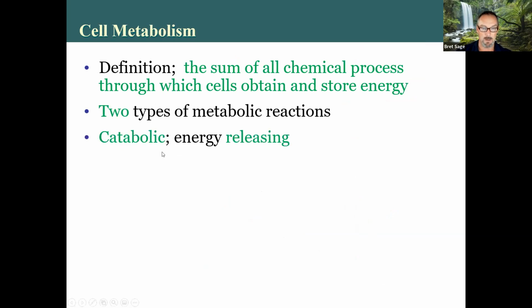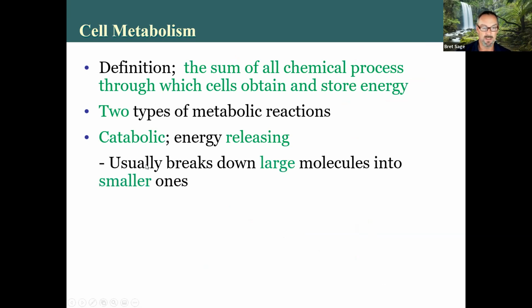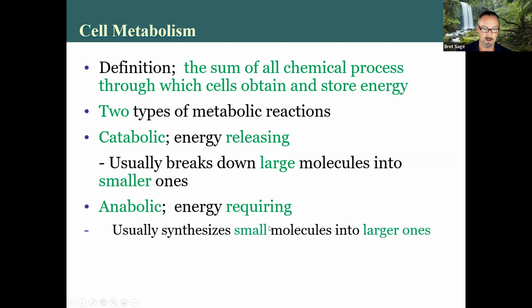The first is called catabolic, energy releasing. Now remember, energy releasing, we saw that earlier, right, with exergonic, right? So catabolic and exergonic go together. And what that does, it breaks large molecules into smaller ones most often. Notice anabolic is energy requiring. This would be endergonic. So anabolic and endergonic go together. This is energy requiring, and it usually makes small molecules into larger ones.